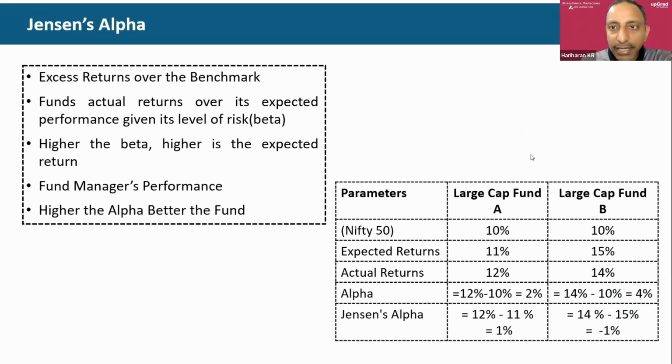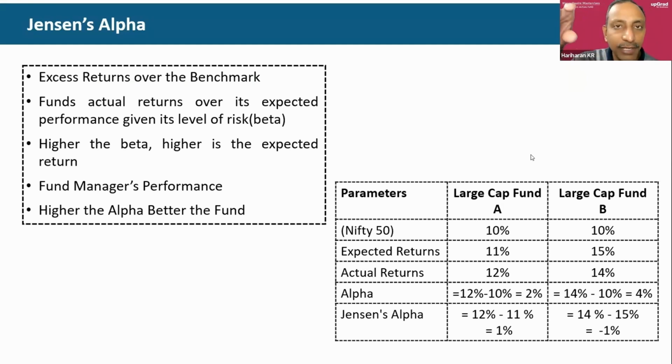Now, to explain that, let's look at the table there, which will explain it. So let's assume I have two large cap funds, A and B, and both have the same benchmark, which is Nifty 50, and the Nifty 50 has delivered 10% returns. Now, the actual return delivered by fund A is 12%. The actual return delivered by fund B is 14%.